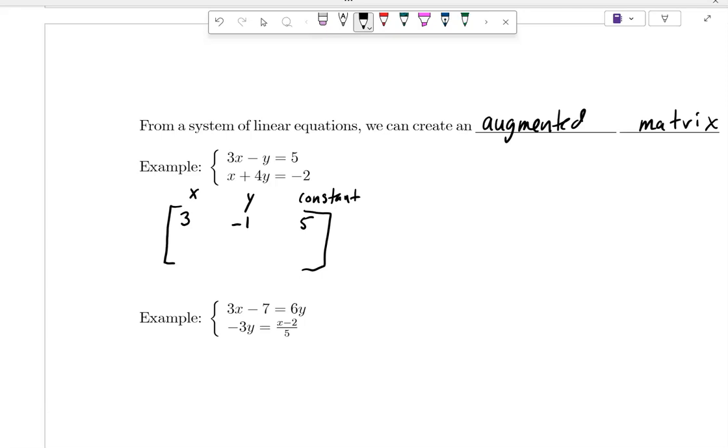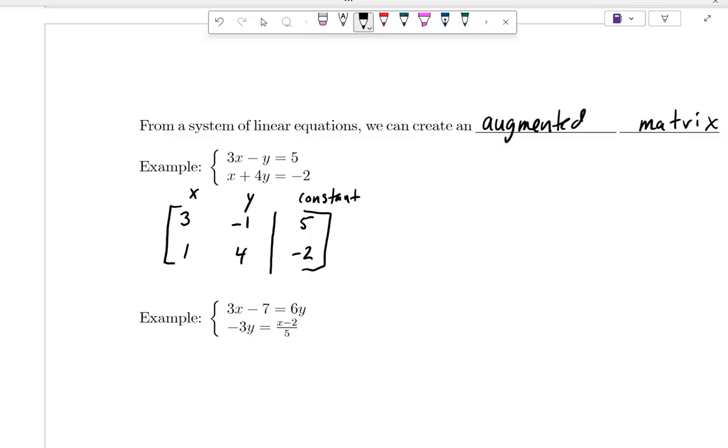What's the second row going to be, do you think? 1, 4, -2. Good. Now, here's where the augmented part comes in. I have equals here, right? My X and my Y are on the opposite side of the equation as my constant. So we're going to put a vertical bar in there to denote that equal sign, okay?